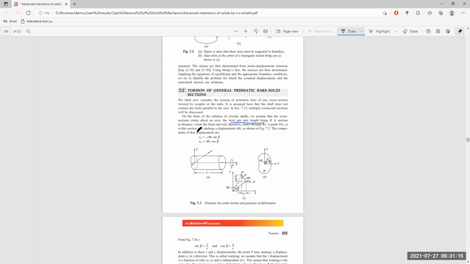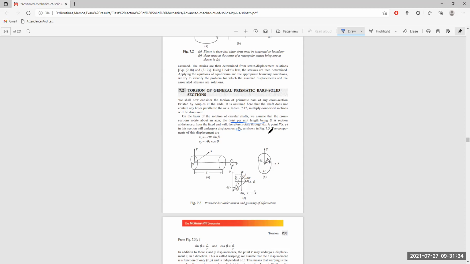The point in this section will now undergo a displacement r theta z. As shown here, the components of the displacement will be ux equal to minus r theta z sin beta, and uy equal to r theta z cos beta.